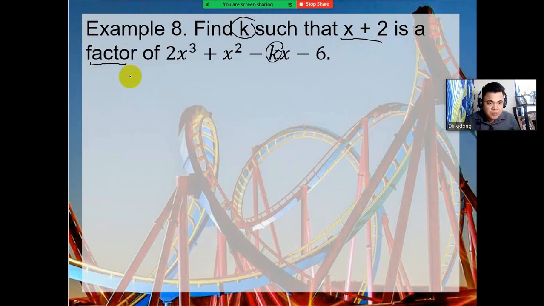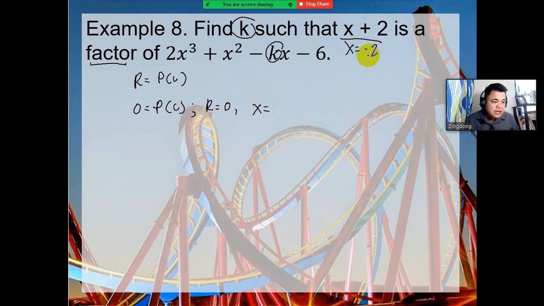Now, in the previous one, we were using the statement that r is equal to p of c. But in factor theorem, we are assuming that the remainder is 0 for us to say that x plus 2 is a factor. Therefore, 0 equals p of c. The values that we are going to use are r equals 0, of course, that's automatic, and x is equal to negative 2. Then we are looking for k.